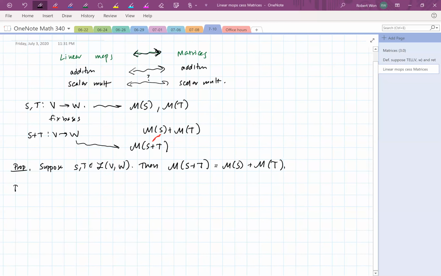Okay, similarly, sorry, I only need one here. Suppose I have one linear map and one scalar. Then you could scale the linear map and then take its matrix. Or you could take the matrix of T and then multiply the matrix by lambda. And what you get is the same result. So scalar multiplication also corresponds between these two spaces.